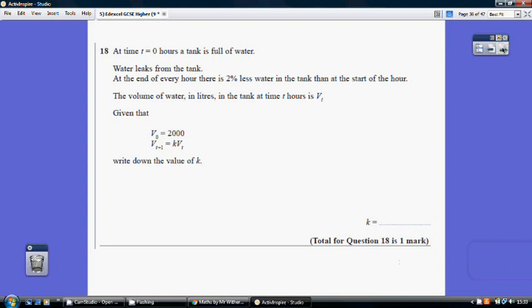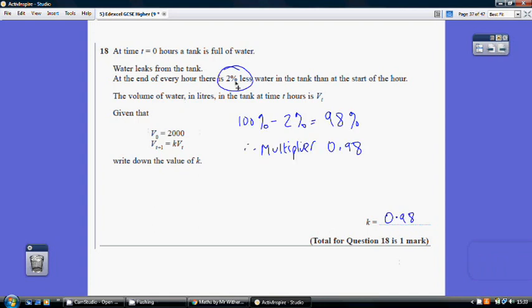So we're told at the end of every hour there is 2% less water in the tank than at the start of the hour. So what's going to be our multiplier? What do we multiply our starting amount of water by in order to work out what we've got at the end of the hour? Well, if we've got 2% less water than at the start of the hour, we need to multiply by 0.98. 100% take away our 2% is 98%, giving us a multiplier of 0.98.